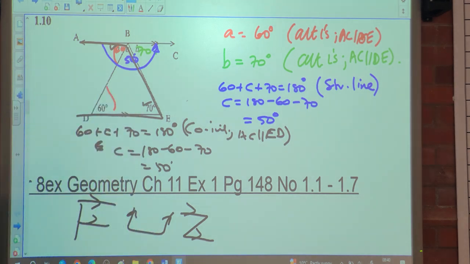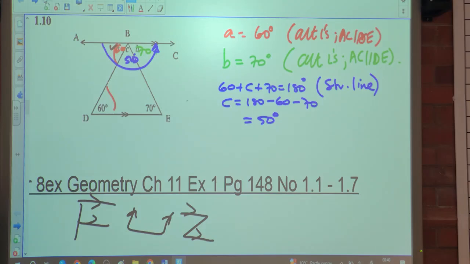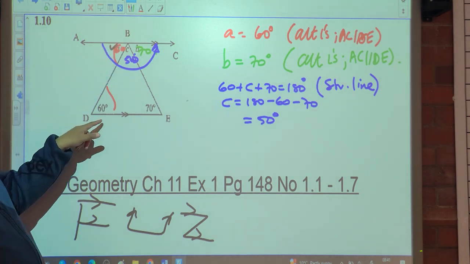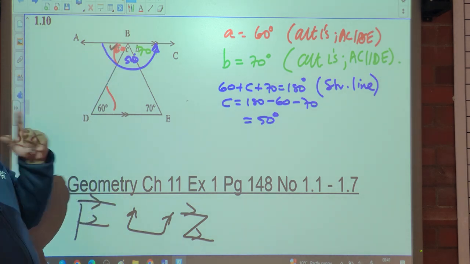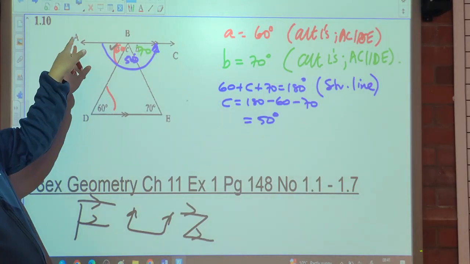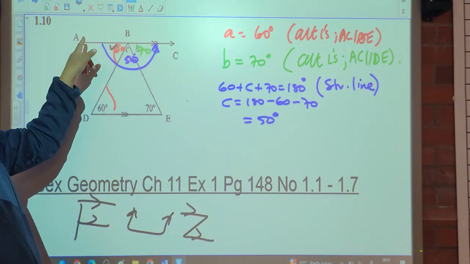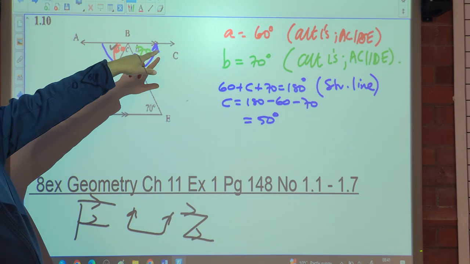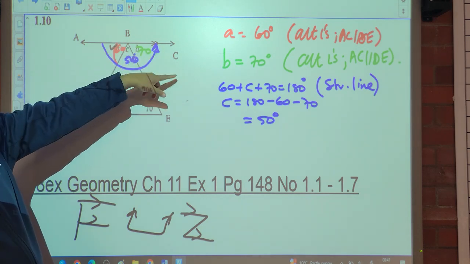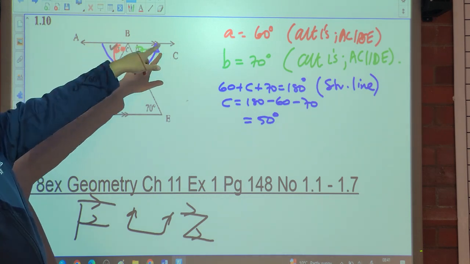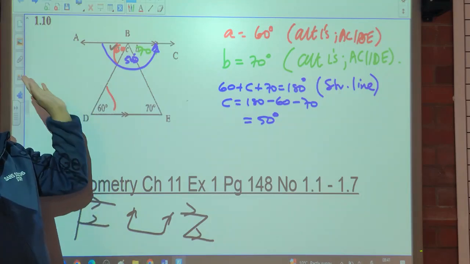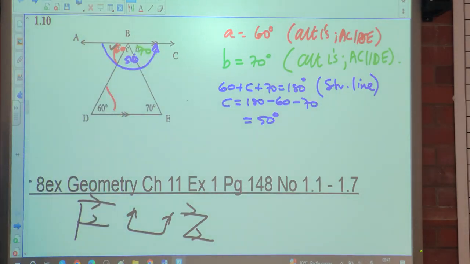Yes, Michael? So for me, I see BC is parallel to DE. What did I say earlier on? You're not listening. I said you could have said A for this line. You could have said AB, AC, BC, CB, CA, BCA. It's all the same thing referring to that line. Okay. Any other questions?